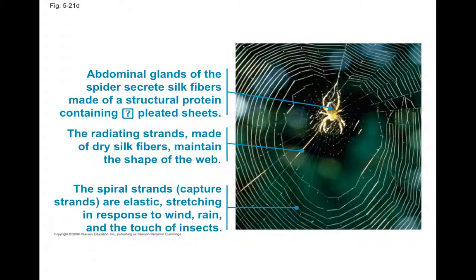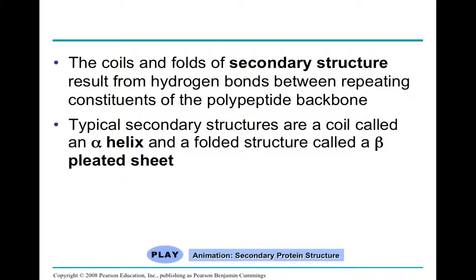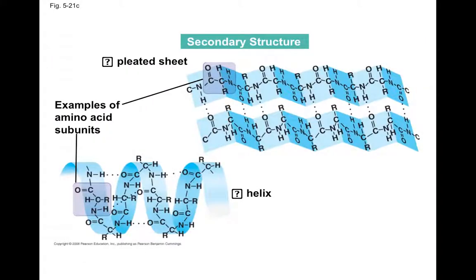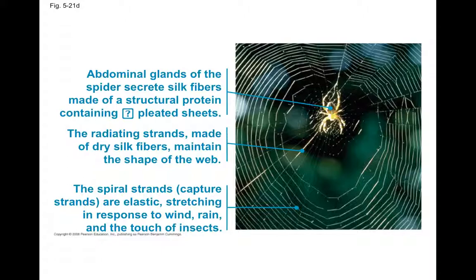The abdominal bands of a spider secrete fibers made of a structural protein containing beta pleated sheets. Even though you can't see it there, you can guess it would be what? Beta, because that's what they are. And yeah, so there's a spider, and they're made up of proteins.